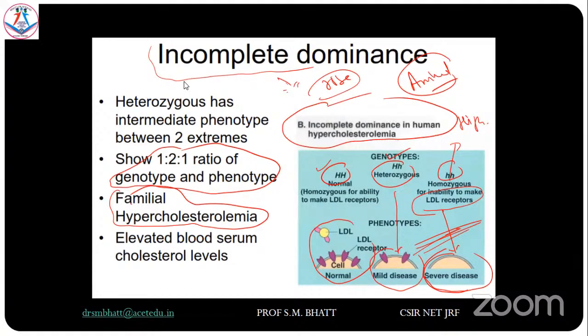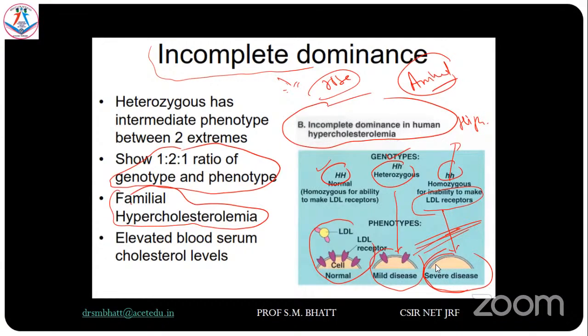Can you explain hypercholesterolemia? Can you explain why the person is getting a very high level of cholesterol here? I'm asking the question in case of hypercholesterolemia: why is the person getting the severe disease?